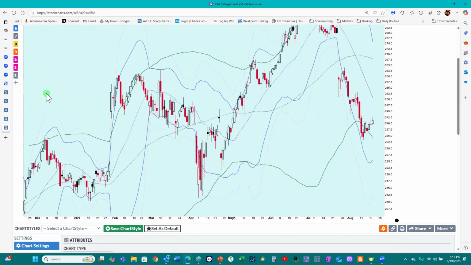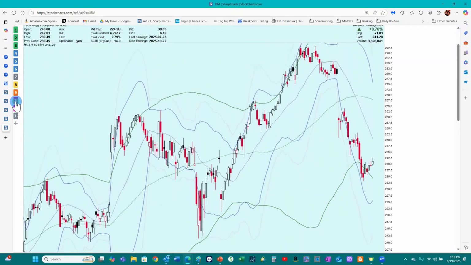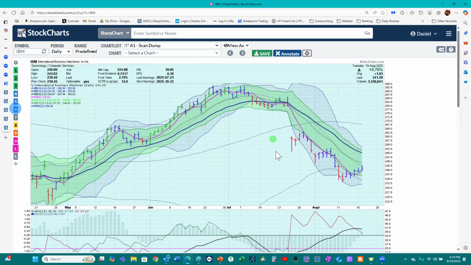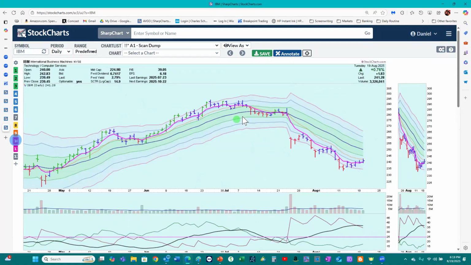Now, how does John Carter use these? I've talked about this before. This is his squeeze right here. So in this case, it's using a combination of Bollinger Bands and average true range or Keltner channels. So this is the same chart using the average true range or the Keltner channel. So this green one is 1 average range up and down. The blue one is 2 times the average daily range up and down. And the red one is 3 times the average range.